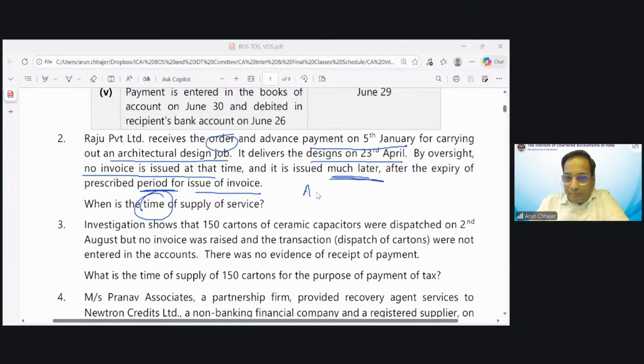What are the dates given in the question? Advance is on 5th Jan. Okay. Design on 23rd April. Okay.